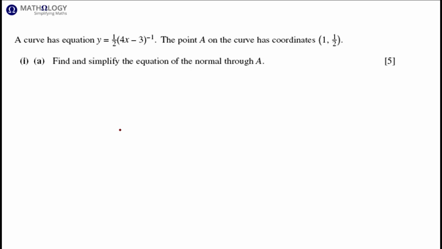The curve has equation y equals a half times 4x minus 3 to the minus 1. The point A on the curve has coordinates 1, a half. Find and simplify the equation of the normal through A.